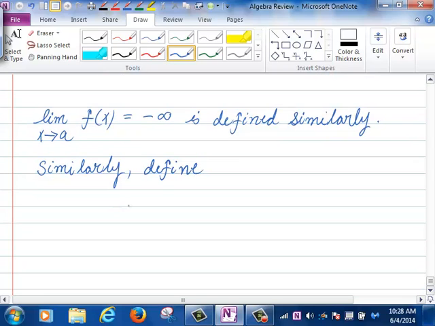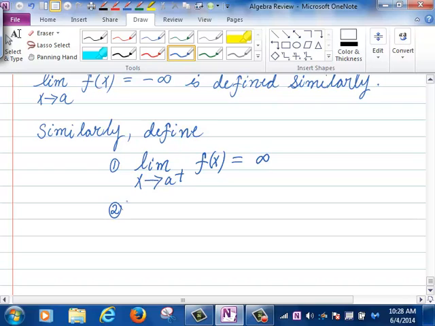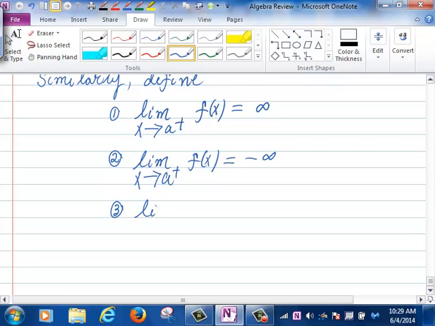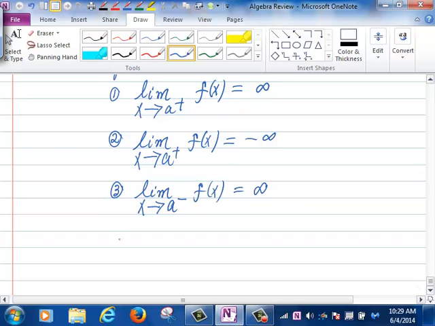Okay, so I'm going to give you a bunch of limits here. One, the limit as x going to a from the right of f of x is equal to infinity. 2, the limit as x going to a from the right of f of x is equal to negative infinity. 3, the limit as x going to a from the left of f of x is equal to positive infinity. 4, the limit as x going to a from the left of f of x is negative infinity.